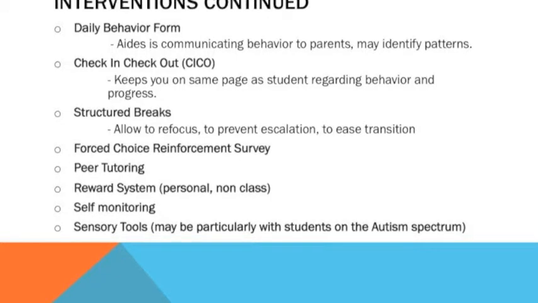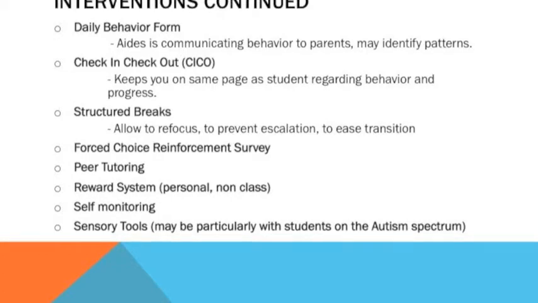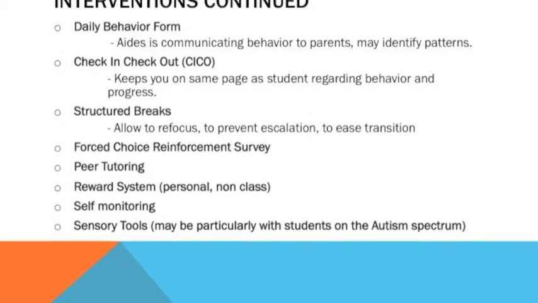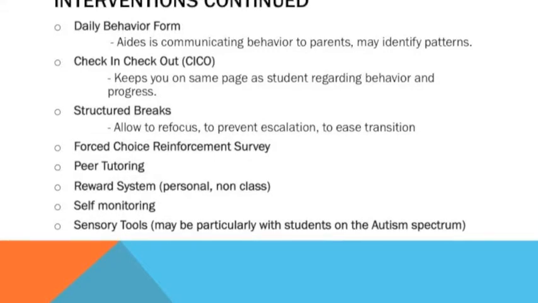The forced choice reinforcement survey, you would provide a survey to the student and they're going to tell you how they would like to be reinforced out of a specific set of menu items that you provide them. A reward system that is personal to the student. I've seen math bucks or behavior bucks where the student can then use that to buy their way into a classroom game, into a prize for the week.